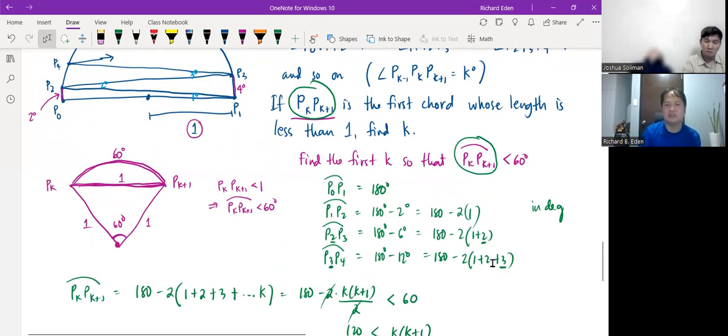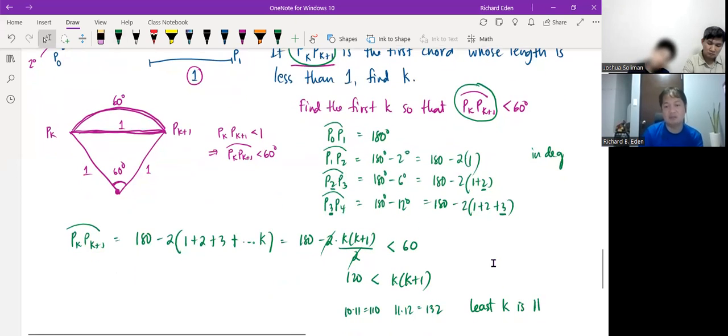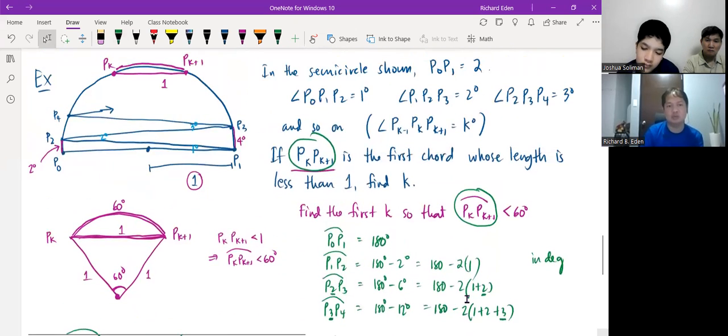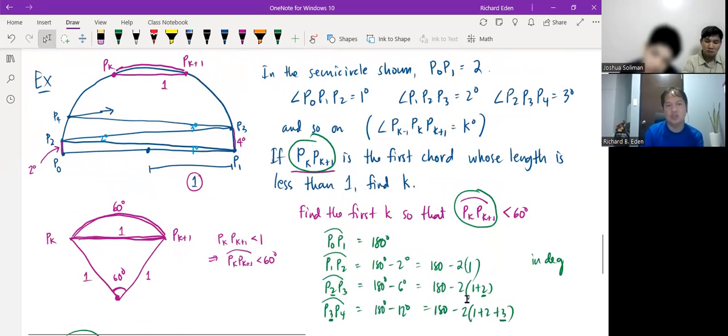So P11, P12, that arc is the first arc which is less than 60 degrees, which means P11, P12 is the first chord which is shorter than 1 unit in length.